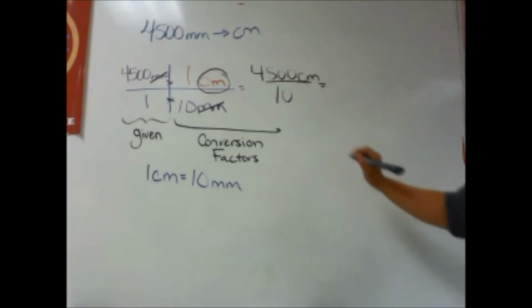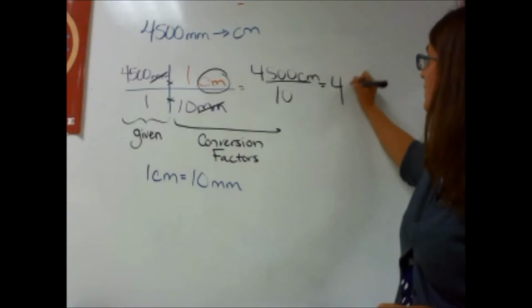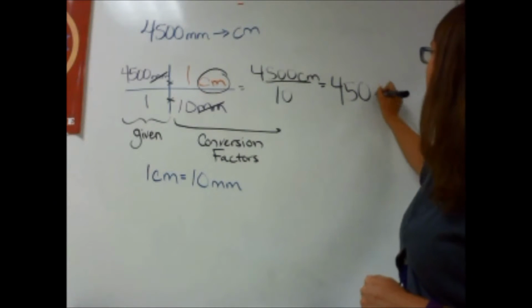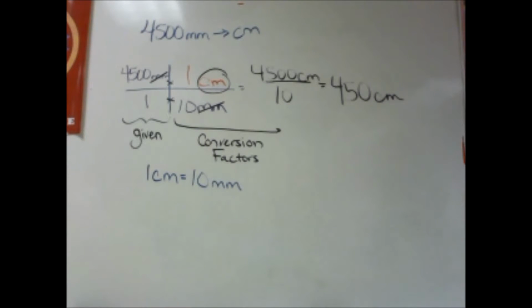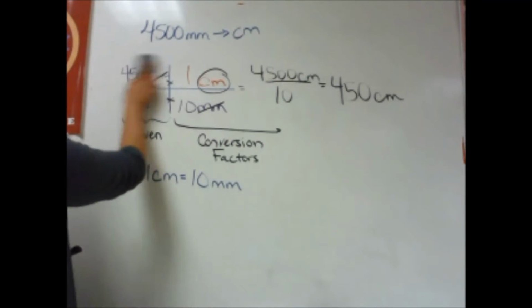So now we're going to do the division. So we have 4,500 divided by 10. That gives us 450, if I can actually write the number right, centimeters. There we go. So 450 centimeters is our answer. So we're going to do one more to show this process.